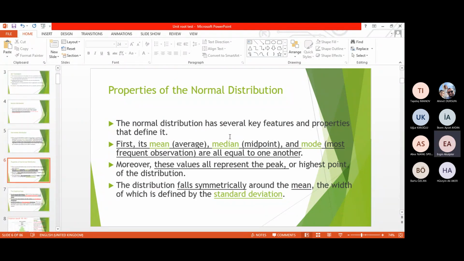The properties of the normal distribution. The normal distribution has several key features and properties that define it. First, the mean, the average, the median, the midpoint, and the mode, the most frequently observed number, are all equal to one another. Moreover, these values all represent the peak or highest point of the distribution. The distribution falls symmetrically around the mean, the width of which is defined by the standard deviation.